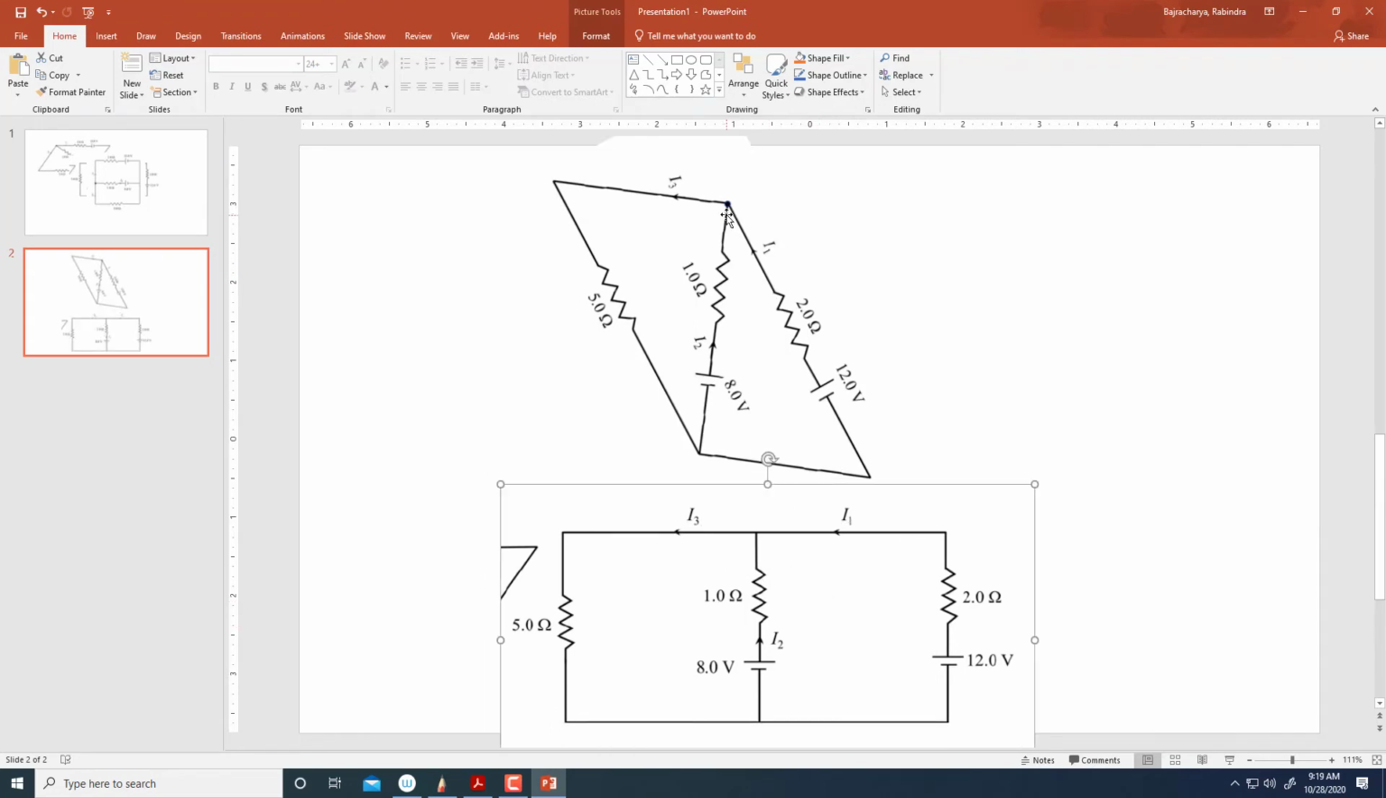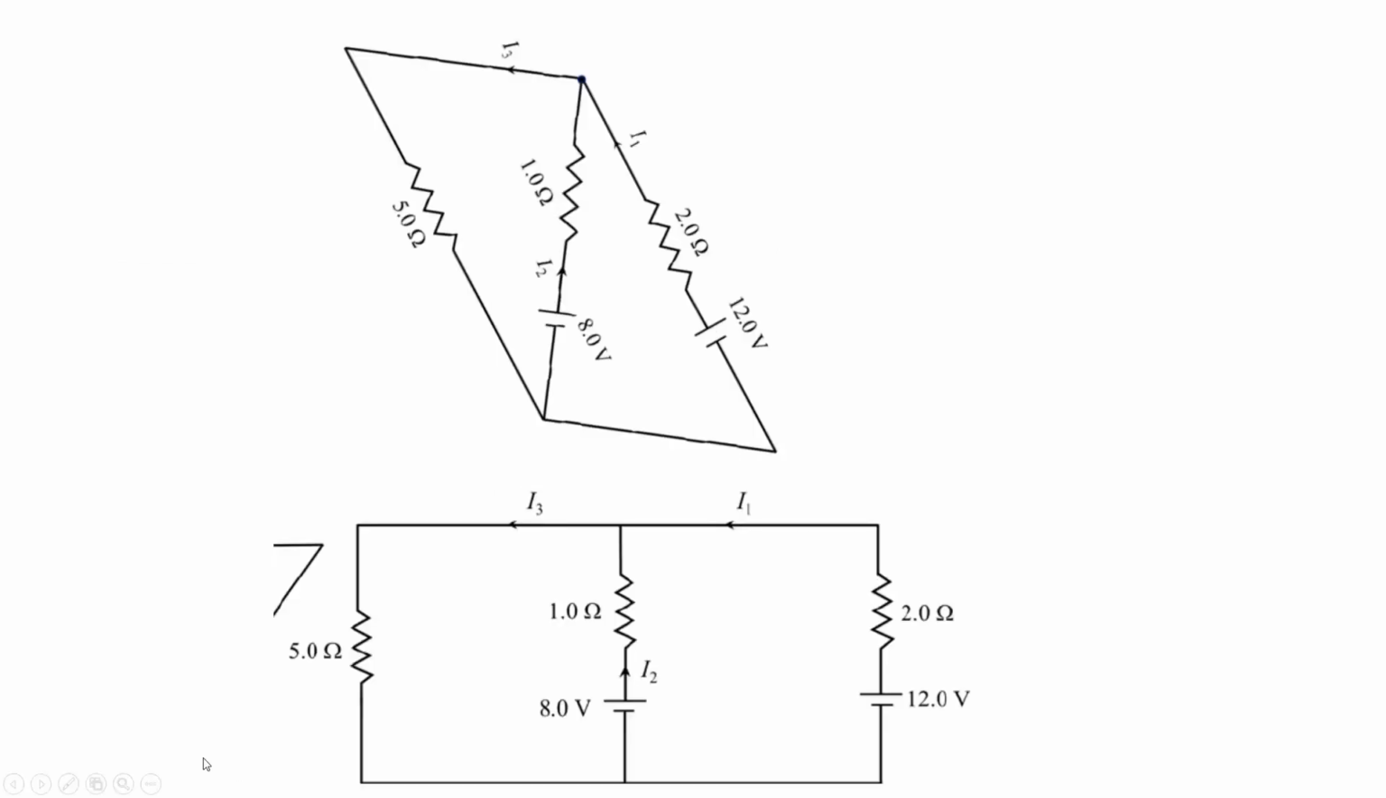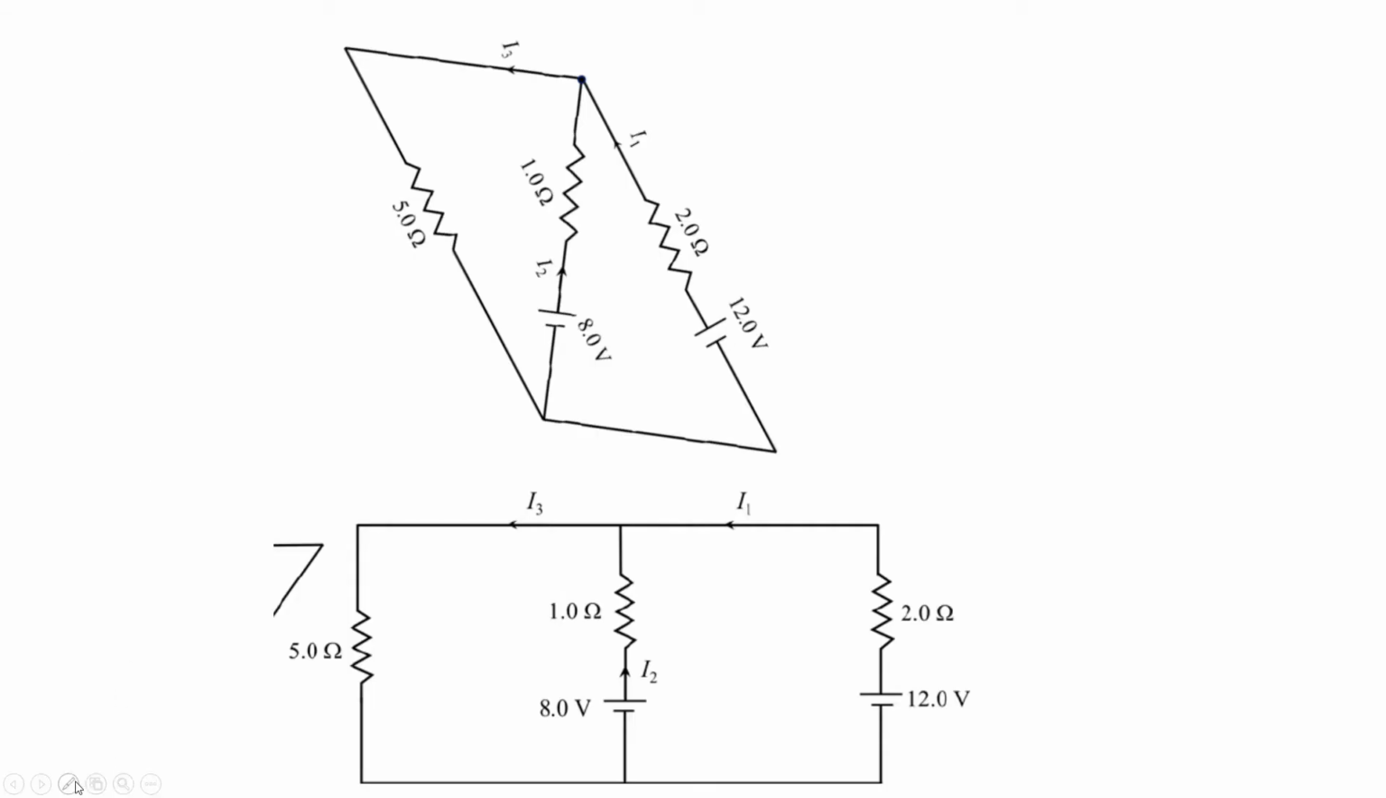you see this junction. This junction is the junction between I1 and I2. So that's the junction between I1 and I2. And on the side of this I3 we have this 5 ohms.